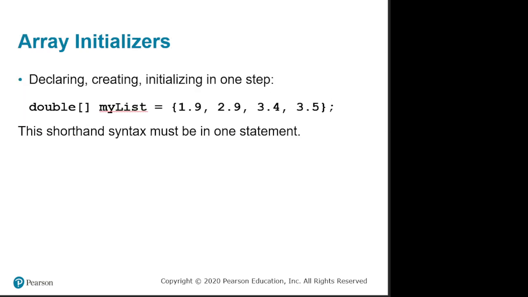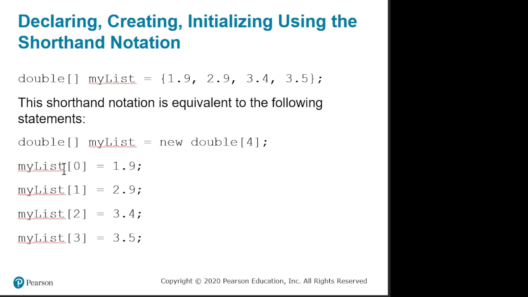Now, there are some different ways to initialize an array. I can put these 3 things into one statement. So this double with the empty square brackets means we're creating an array. We're going to call it my list. And by using the curly brackets and commas, we put in a set of numbers, 1.9, 2.9, 3.4, and 3.5. And so this makes a list that is four long. And what that avoids is this other longer notation where you would have to assign each element individually in a line of code.